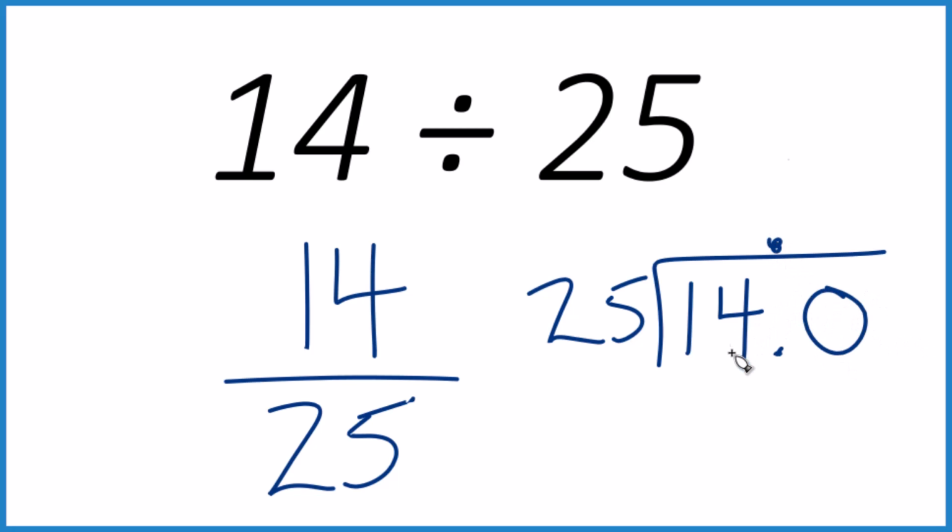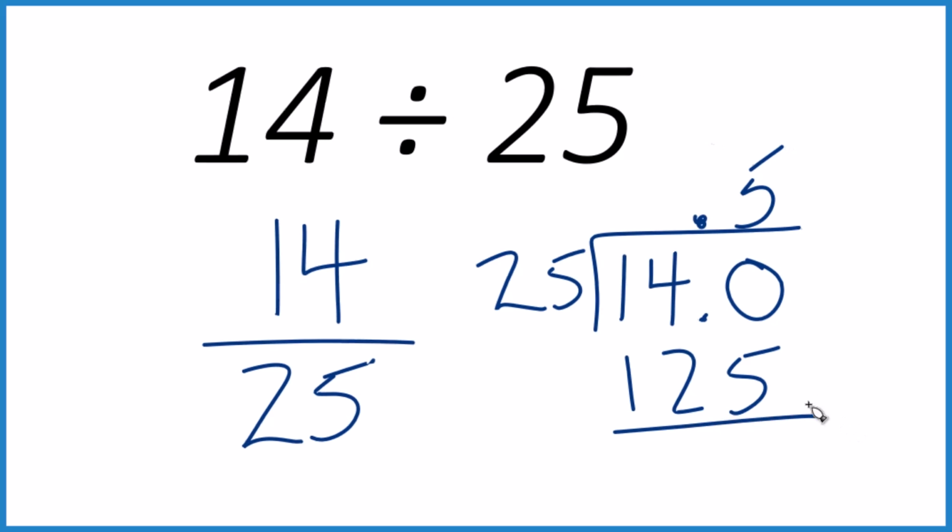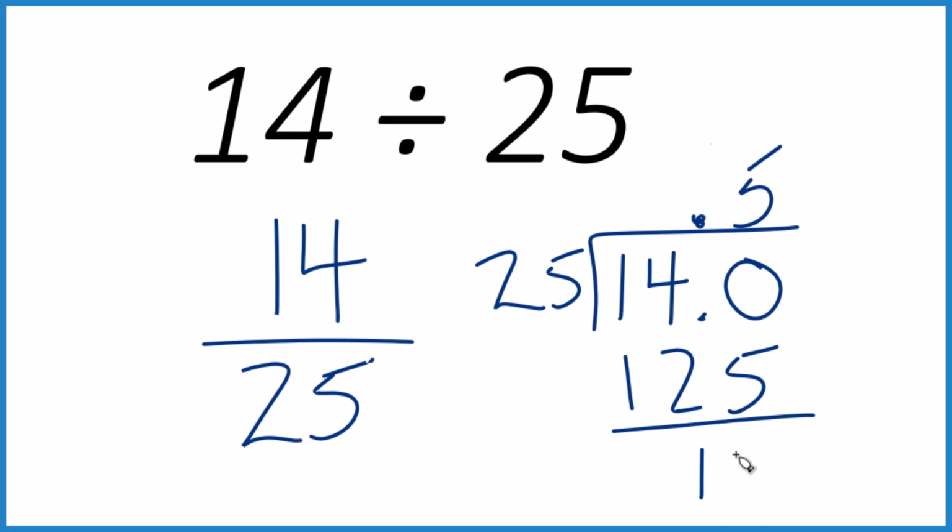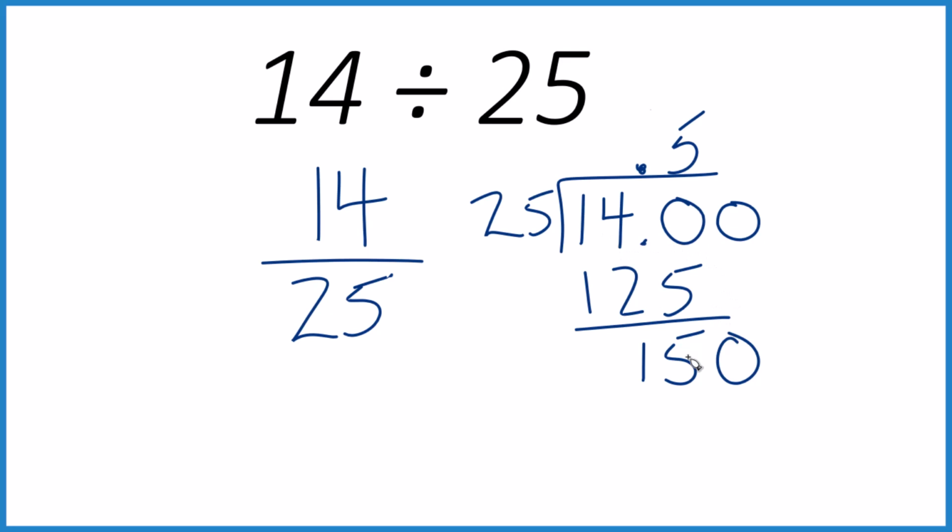here. Now, 5 times 25 is 125, and we subtract, we end up with 15. 25 won't go into 15. We put another 0 over here as long as we move over a place, bring that 0 down, and 25, 6 times 25, that's 150. Subtract, no remainder. So 25 goes into 14.56 times.